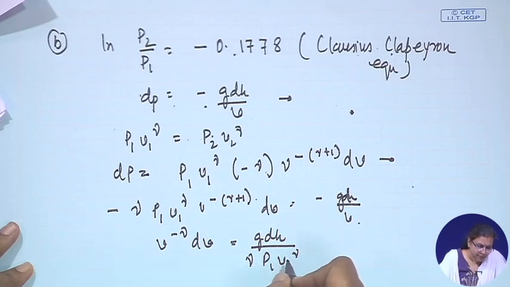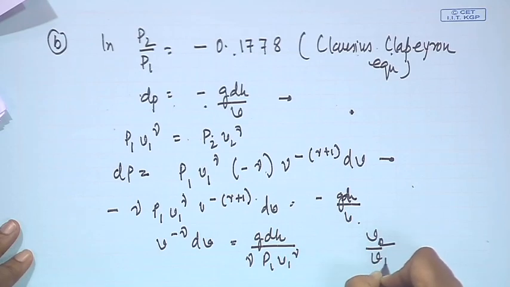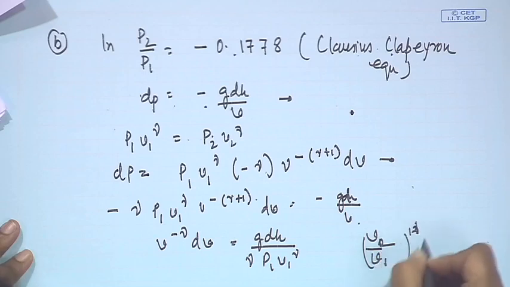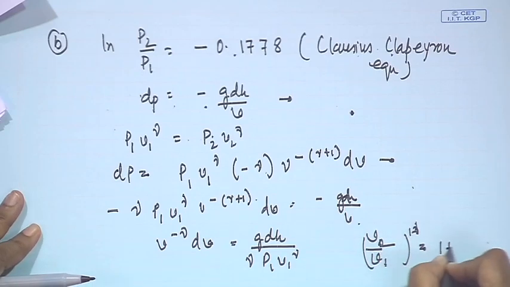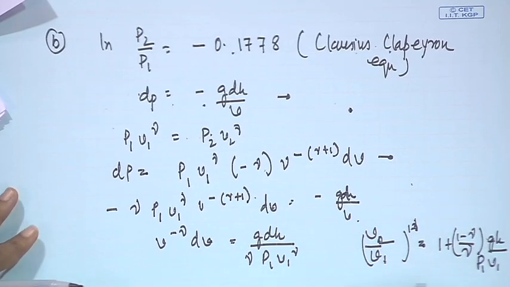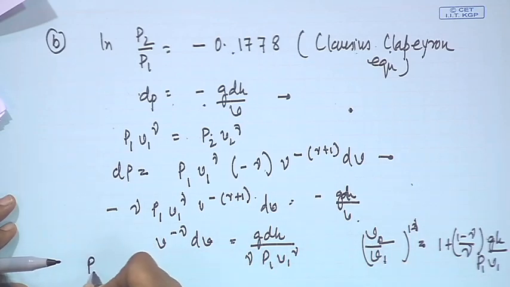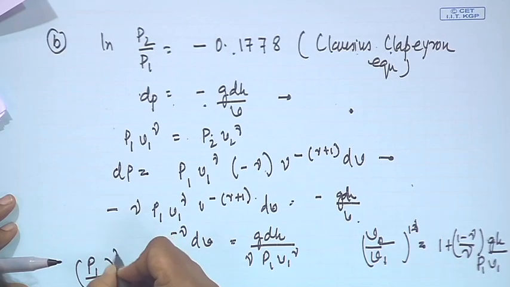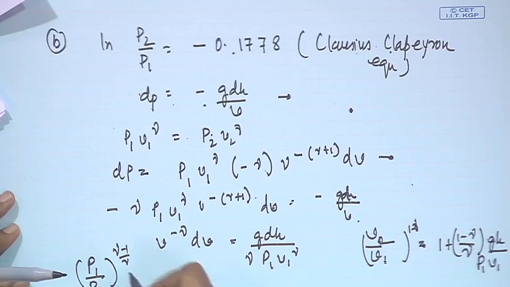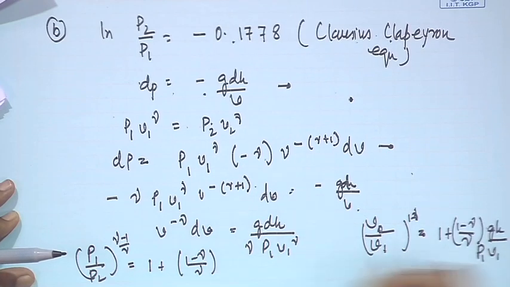So, you can keep on expanding it, and finally, when you expand it you find that V2 by V1 to the power 1 minus gamma is equal to 1 plus (1 minus gamma) by gamma times GH by P1 V1. You can again elaborate it further. This V2 by V1 to the power gamma, we can always write down as P1 by P2 to the power (gamma minus 1) by gamma. These are all adiabatic equations. This can be written down then as 1 plus (1 minus gamma) by gamma, the same thing that I have written down here, GH by P1 V1, right.